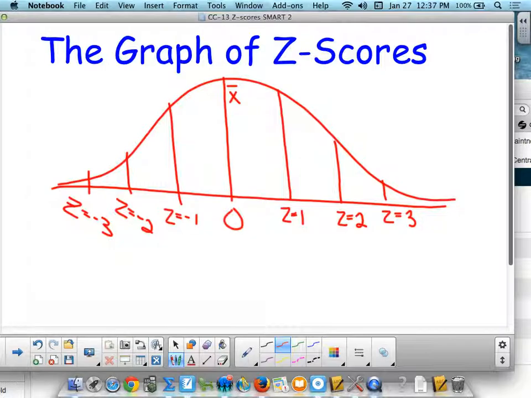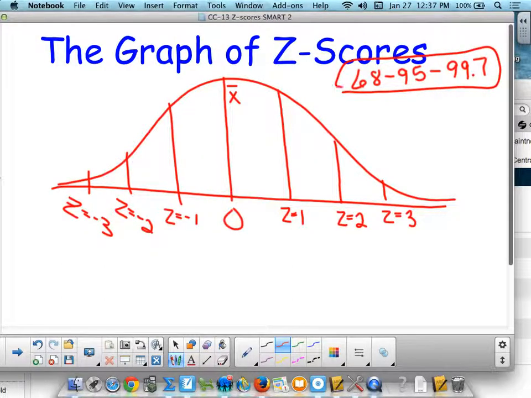Can you guys do this for me? Following this rule, 68, 95, and 99.7, which is what you were tested on yesterday, if your z-score is a 2, tell me what you did better than. What percentile did you just fall in? Remember, what percent fall in this column?